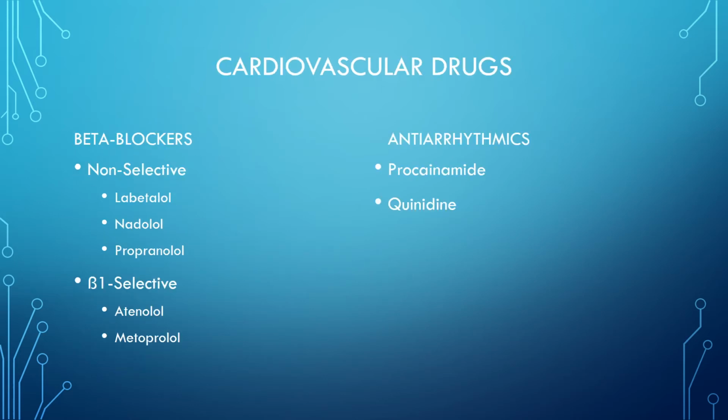Then we have our cardiovascular drugs, and I'm not going to spend too much time on the antiarrhythmics, but the beta blockers I think are worth mentioning. As to why they cause it, there's no real information out there. So we have two different categories of beta blockers. We have our non-selective and we have our beta-1 selective. And so the non-selective that you might be most familiar with are labetalol or propranolol.